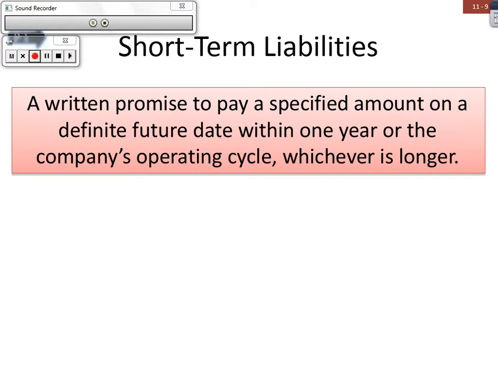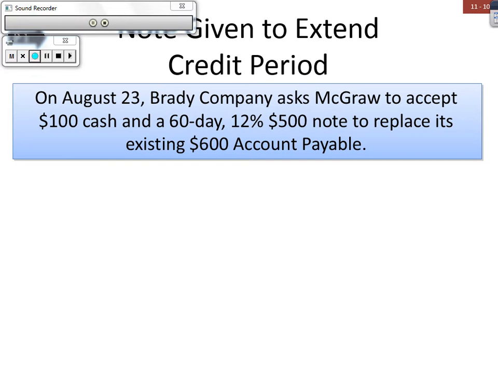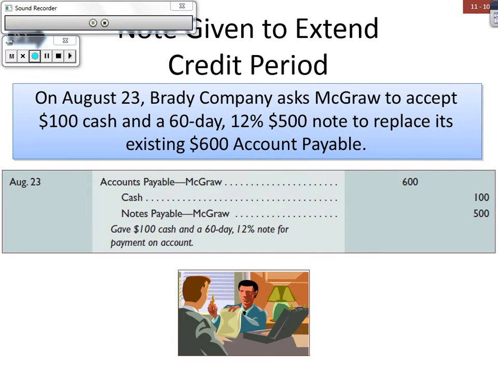Short-term liabilities, a written promise to pay a specified amount on a definite future date within 1 year, or the company's operating cycle, whichever is longer. So they give you an example here of a notes payable. The reason why it's a notes payable, it used to be an accounts payable. They converted it to a notes payable to extend. On August 23rd, Brady Company asked McGraw to accept $100 cash and a 60-day 12% $500 note to replace its existing $600 cash accounts payable.